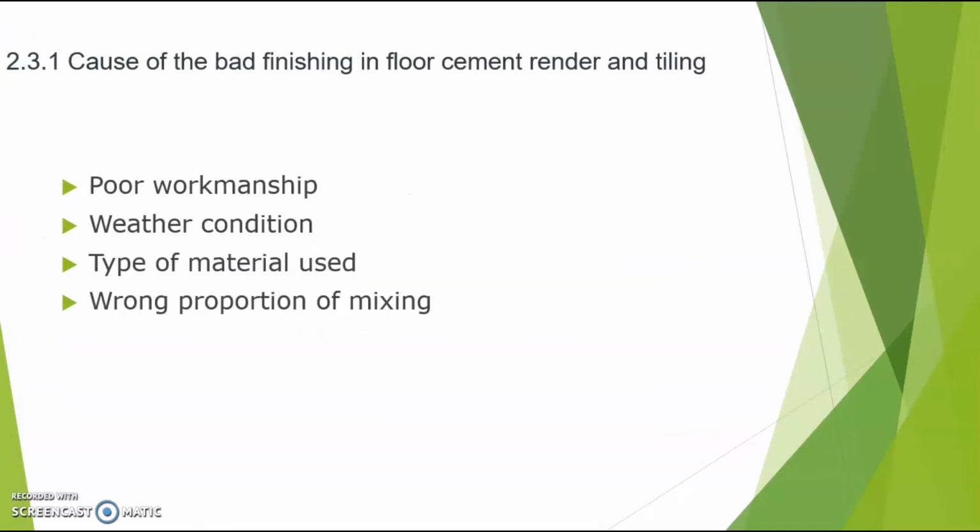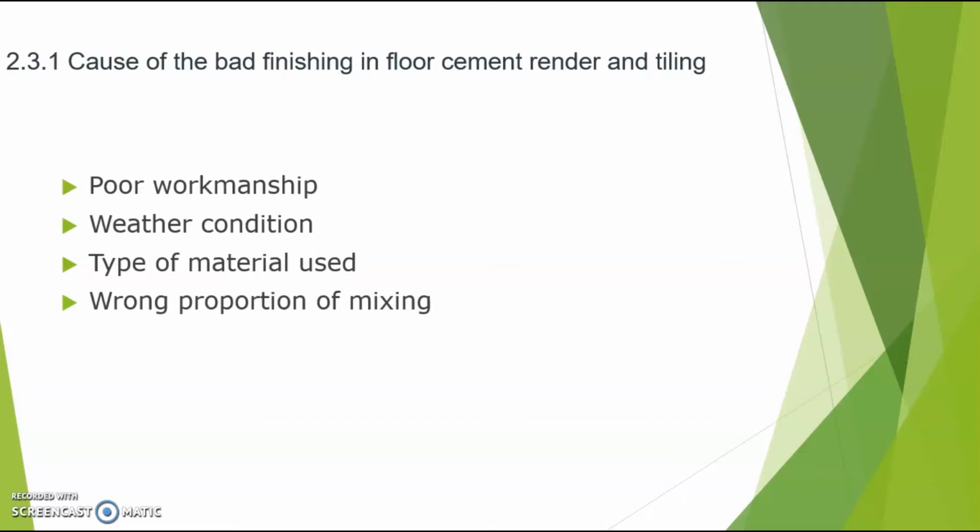The first cause for bad finishing in floor cement render and tiling will be poor workmanship. As we know, one of the major concerns in construction work will be workmanship. If the workmanship is bad, the render and tiling work will end up with a finished product that lacks quality. The second cause will be weather condition. For floor render, the wearing surface that is exposed to sunlight before hardening will form crack lines similar to spider cracks.